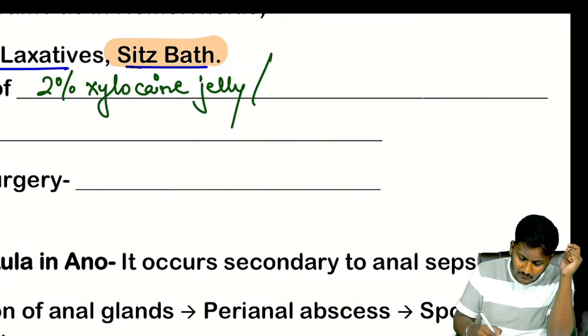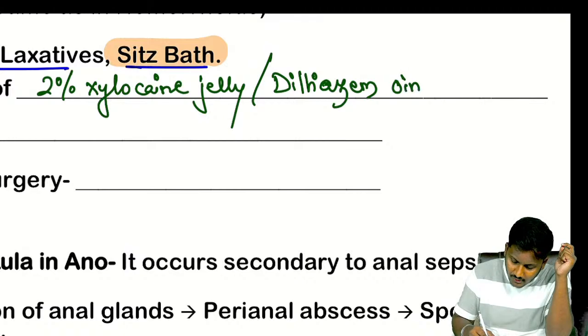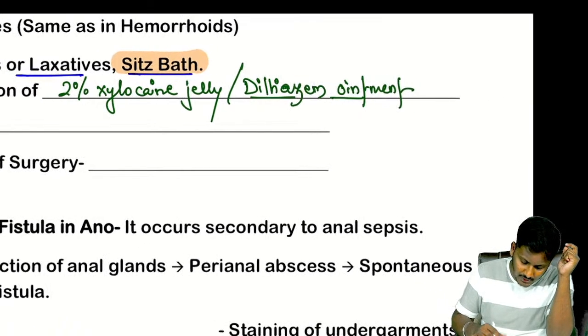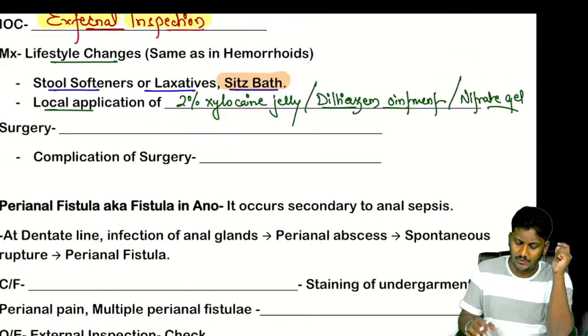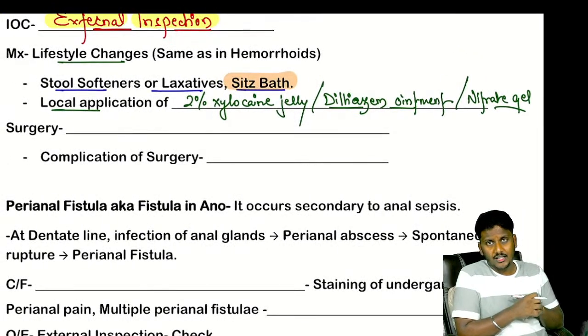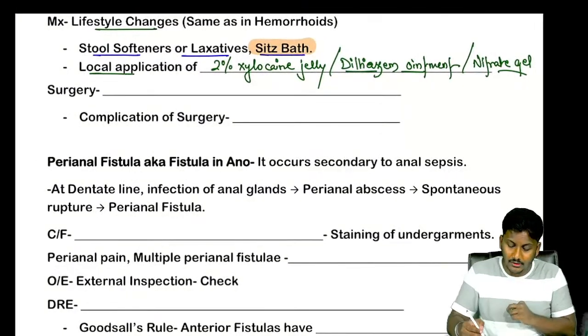Or, beta, we can also give some diltiazem ointment. Diltiazem is a calcium channel blocker, which will definitely relax the smooth muscles over there. So diltiazem ointment can be prescribed, or definitely a nitrate gel. Nitrate gel may have a side effect like headache, so it's better to go for xylocaine jelly or a diltiazem ointment. If they ask you, beta, what is going to be the surgery of choice now?